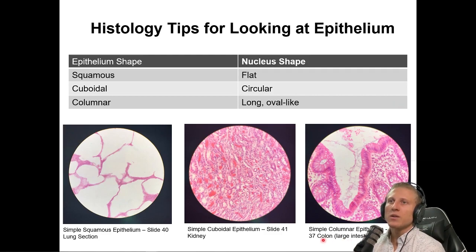And then lastly, right here, we have simple columnar epithelium inside of the colon, inside of your large intestine. And we can see these cells are all nicely uniform. The nuclei are roughly adjacent to each other. They're not stacked. Emphasis on the not stacked idea. We'll see that being very useful and relevant later.